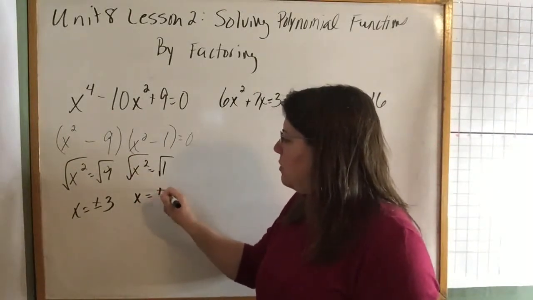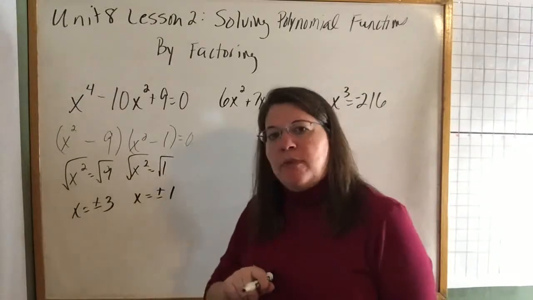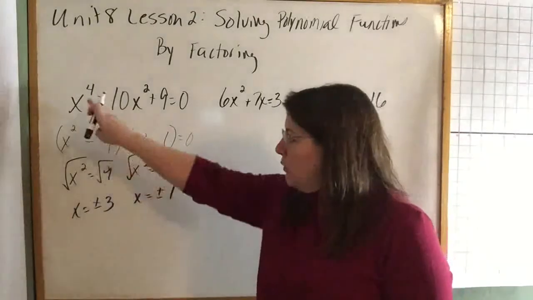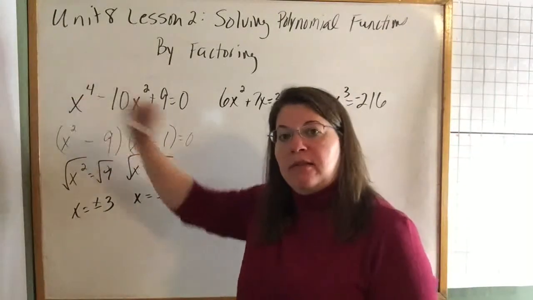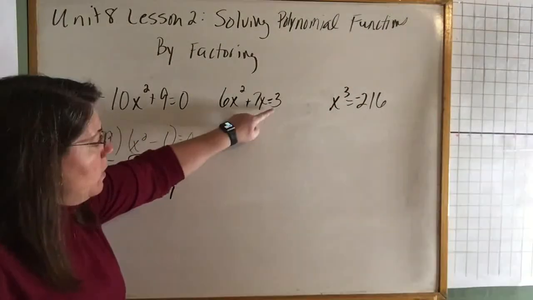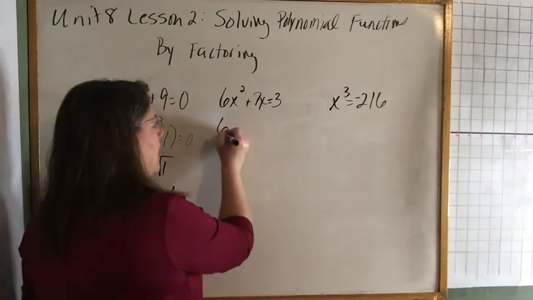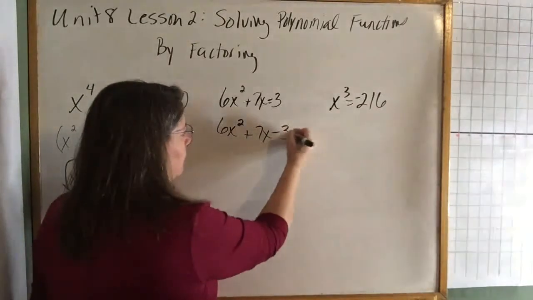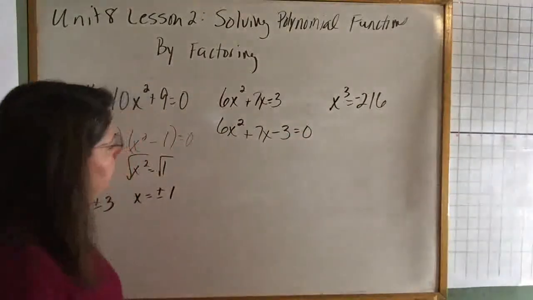So that would be x equals plus and minus 1. So my 4 roots are 3 and -3 and 1 and -1. 4 roots is what I would expect because of the degree of the polynomial. I'm going to set this equal to 0 so that I can factor it to solve it. So 6x squared plus 7x minus 3 equals 0.